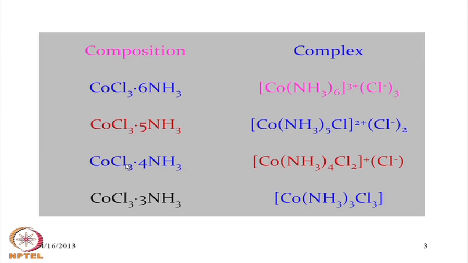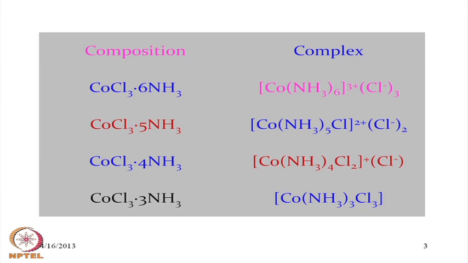So, for the second stoichiometry where we have one ammonia less, in the same way we see that we have 4 NH3 groups and 2 Cl groups, and we have 1 anionic chloride which can be removed by silver ion. And the last example is the 3 chloride and 3 ammonia, that means we have another species which we write in square brackets as 3 ammonia and 3 Cl minus.